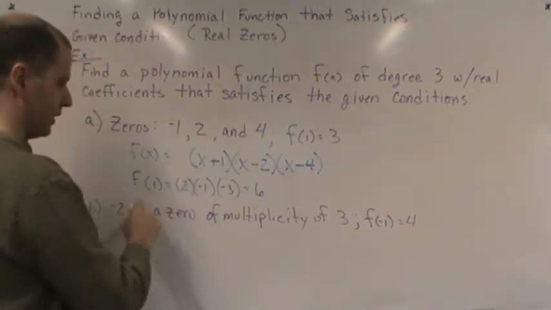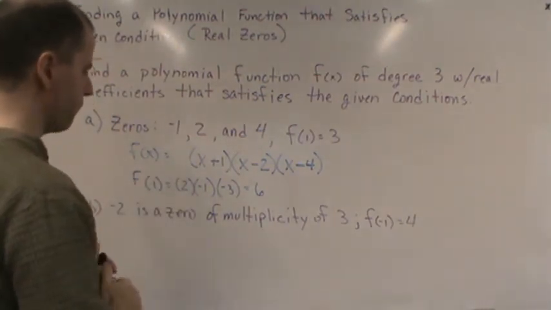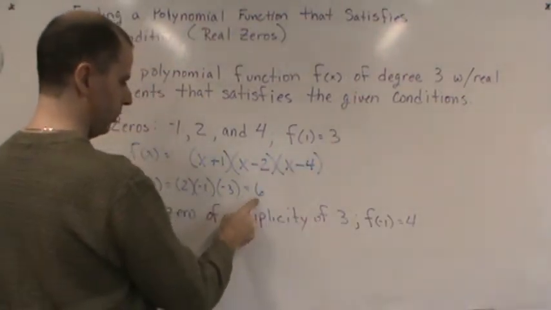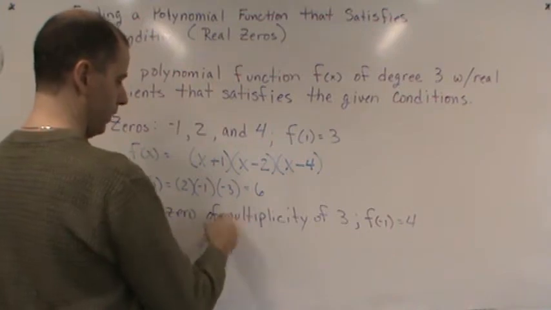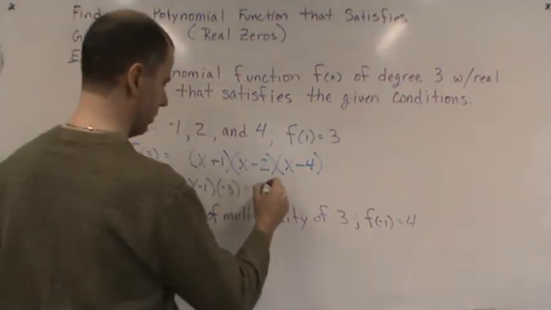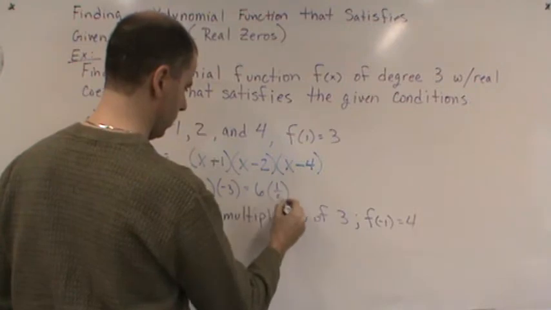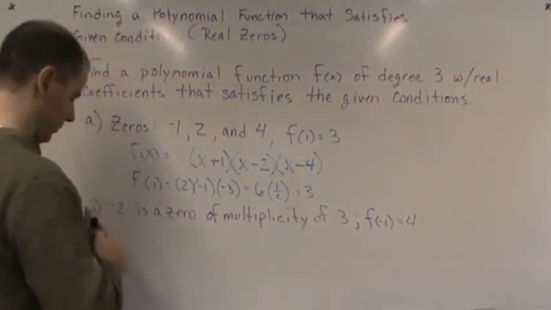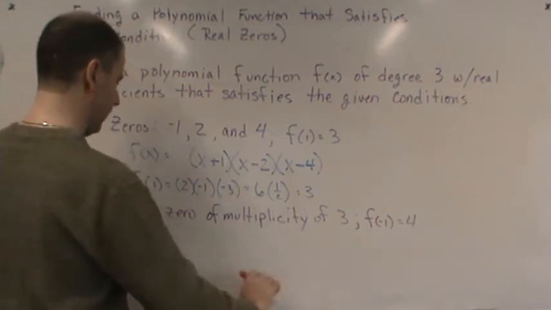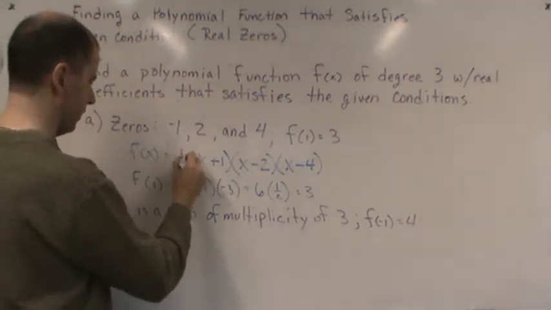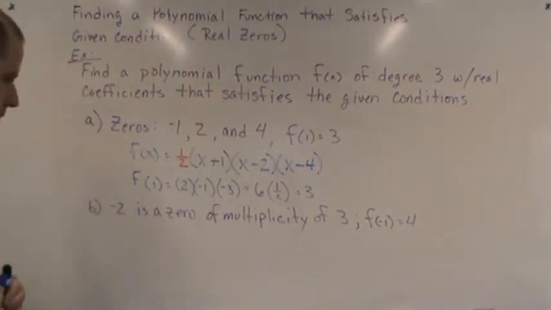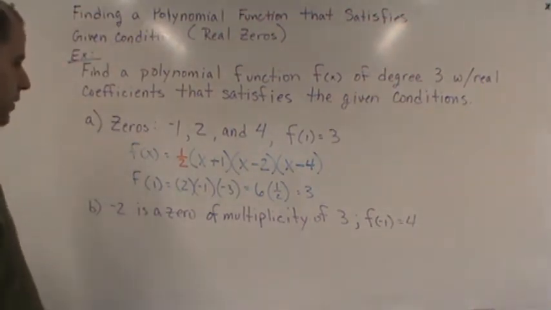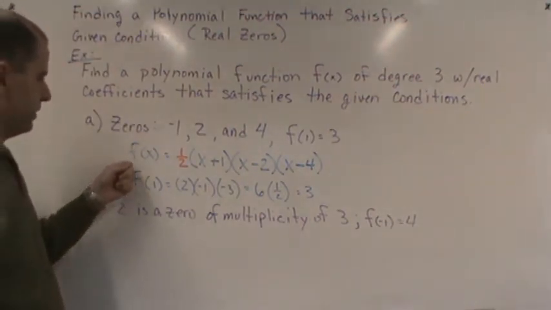So what does the a value have to be here? In order to make this equal to 3, what do we have to multiply this by? You got it, 1/2. So our a value that we're going to stick here in front is 1/2. And so now we have the third degree polynomial.